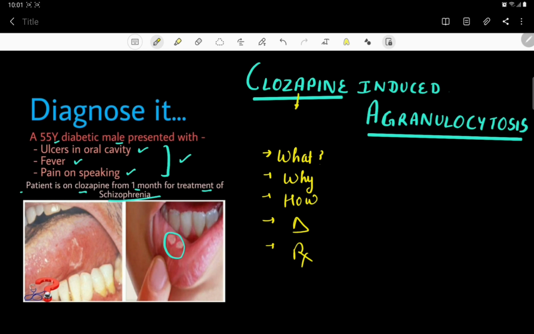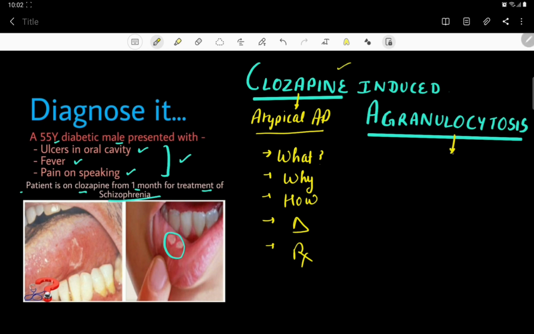Firstly, about this clozapine. Well, this is an atypical antipsychotic drug and it is quite efficacious because it is used in the treatment of resistant schizophrenia. That is, in the schizophrenia we have already tried typical antipsychotics, then we have again tried any other atypical antipsychotic drug, and even after the use of these two drugs the schizophrenia is not responding.